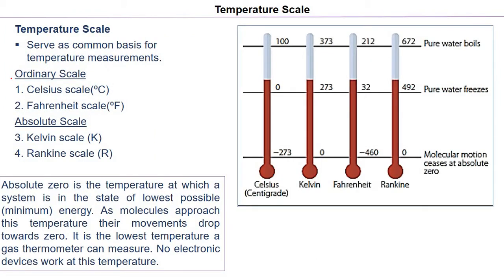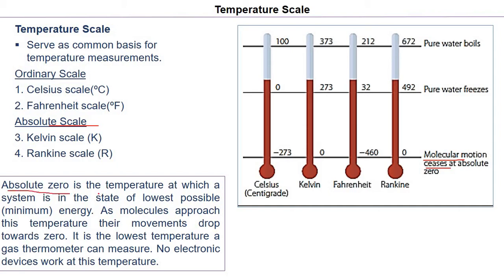The scales are categorized under two headings. One is ordinary scales, Celsius and Fahrenheit, and the other is absolute scales, Kelvin and Rankine. So how are they distinguished? Absolute scale means the point where molecular motion ceases to exist. It means there is no molecular motion inside the object, and the object is at complete rest, or at minimum energy.